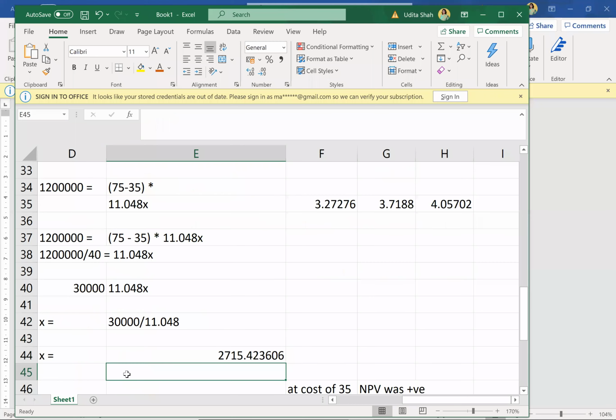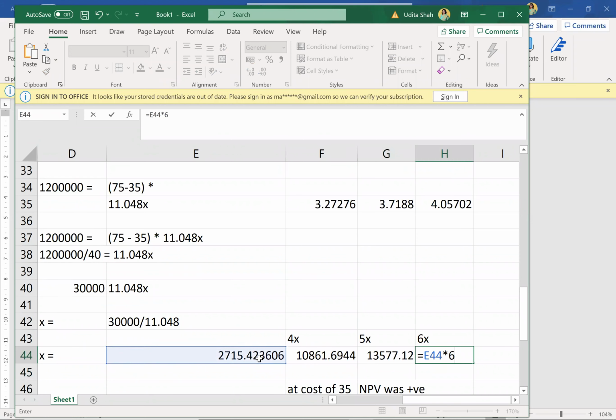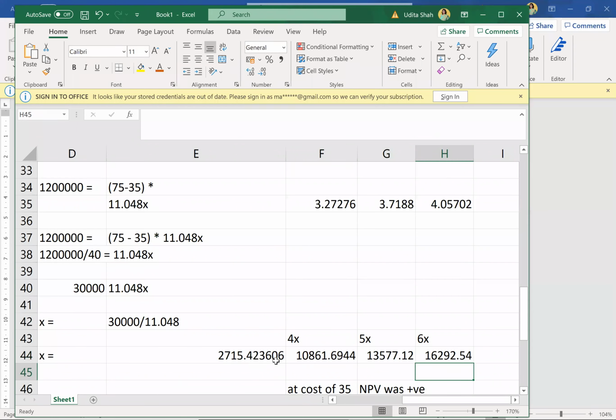x will be 2715, but I don't want x. I want 4x, 5x, and 6x. So this will be into 4, this will be into 5, and this will be into 6. So these are my new sales volume. Previous sales volume were 40,000, 50,000, 60,000. And now the new sales volume are 10,861, 13,577, and 16,292.